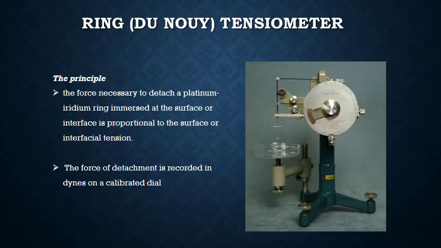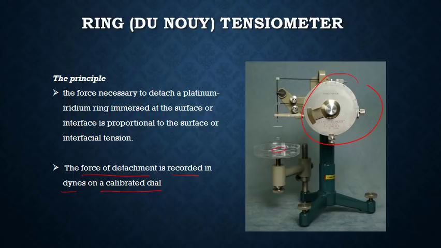So the second method that you can use to measure surface tension is the ring tensiometer. The principle of this method is that the force necessary to detach a platinum-iridium ring immersed at the surface or interface is proportional to the surface or interfacial tension, and the force of detachment is recorded in dyne on a calibrated dial. So here is your calibrated dial, okay, and you immerse the ring here.